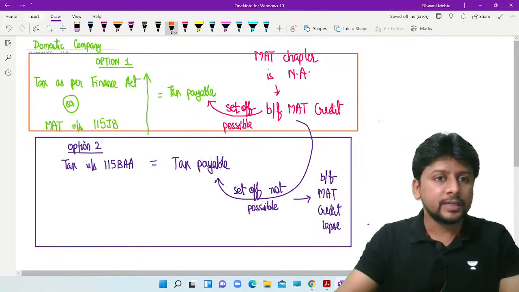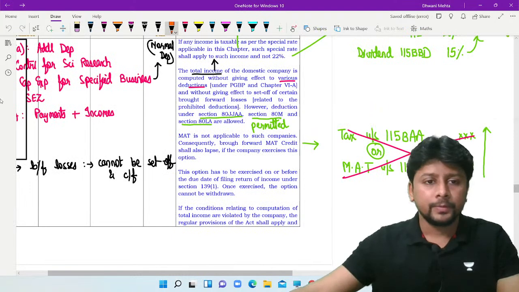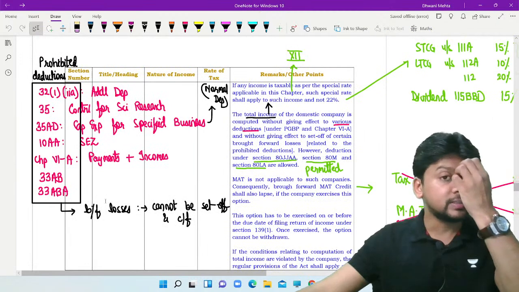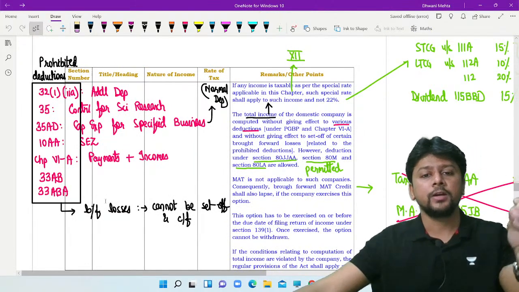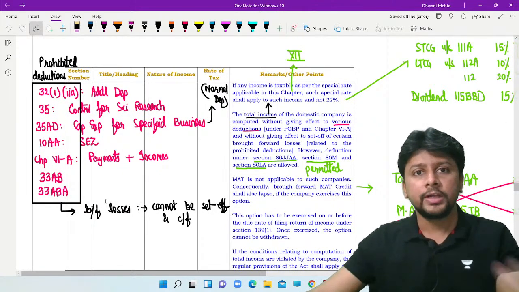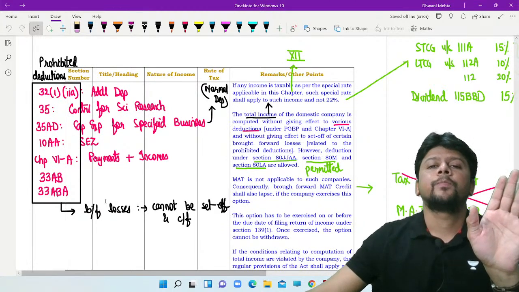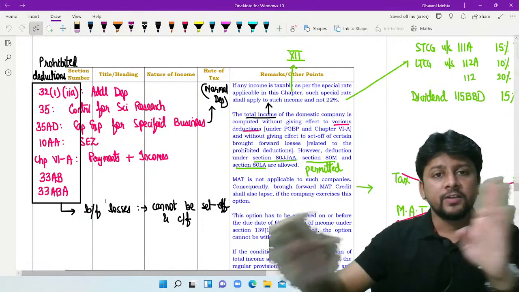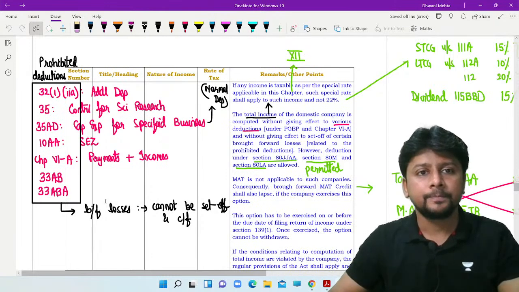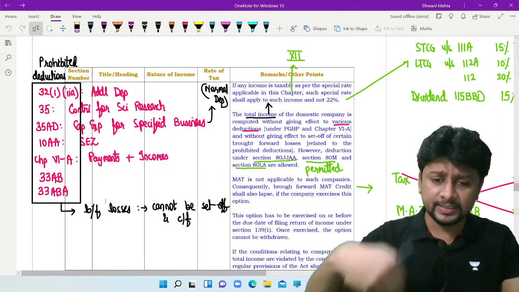In fact, this advice can be given for computation of income also. We just saw some time ago that brought forward losses relating to these deductions cannot be set off or carried forward the moment you switch to 115BAA. So you could tell your company, let us first set off the brought forward losses. And after those brought forward losses have been fully set off and have become zero, now I can switch to 115BAA.